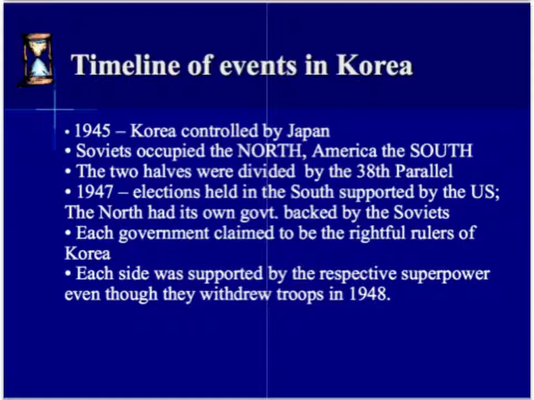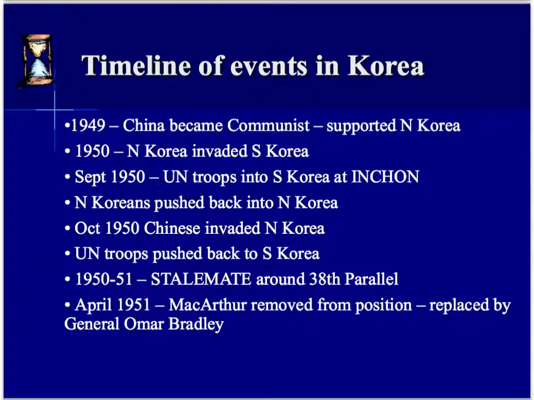Each government claimed to be the rightful ruler of the Korean peninsula, and each side was supported by their respective superpower, even though both sides had withdrawn their troops effectively by 1948. In 1949, China becomes communist. They support North Korea. In 1950, the North invade the South. September 1950, United Nations troops invade North Korea by landing troops at Incheon. The North Koreans are pushed back deeper into North Korea, and in October 1950, the Chinese invade North Korea.